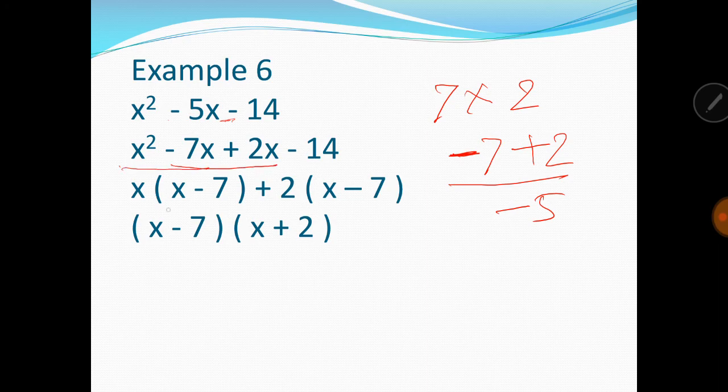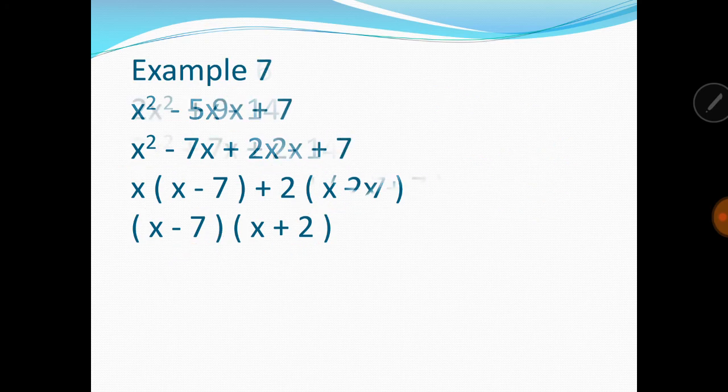So when you take x common from here, you get x minus 7. When you take 2 common from this, you get 2 into x minus 7. Now you have x minus 7 common, so this is your x minus 7 and x plus 2 is in the bracket. So again you have one minus factor, another plus factor, because you have minus sign here.